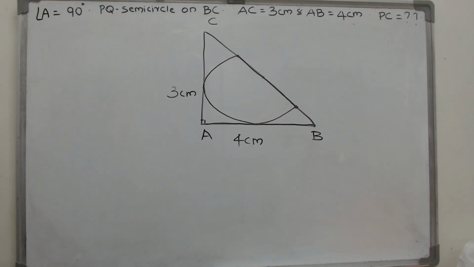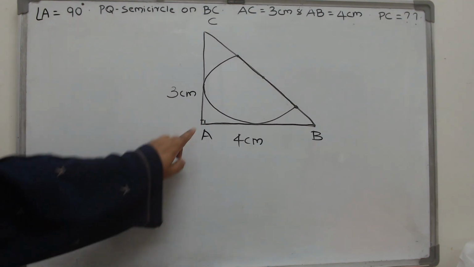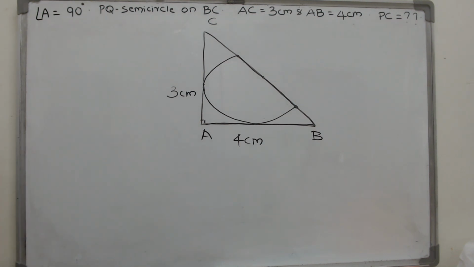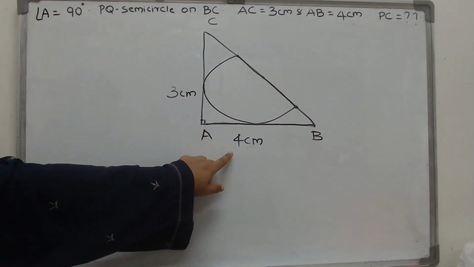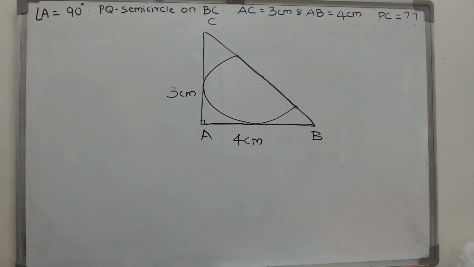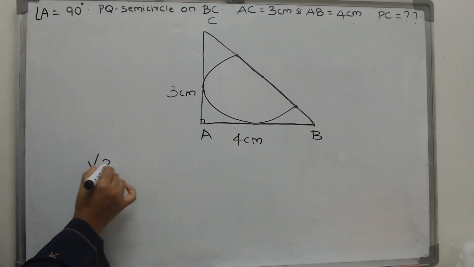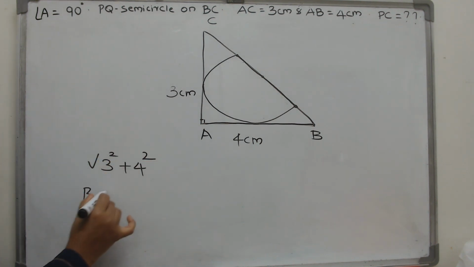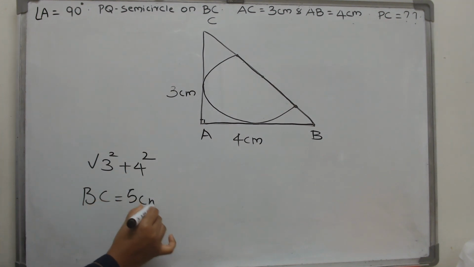Here we have a triangle ABC, right angled at A. The measurement of two of its legs, the two shorter sides, is 3 centimeters and 4 centimeters. Then what will be the hypotenuse? We have to apply the Pythagoras theorem and we see that the hypotenuse is 5 centimeters.